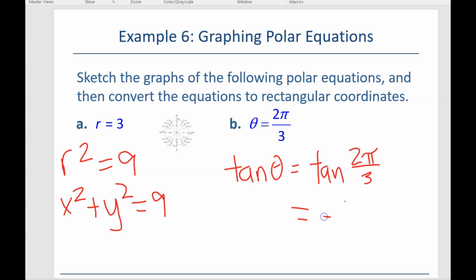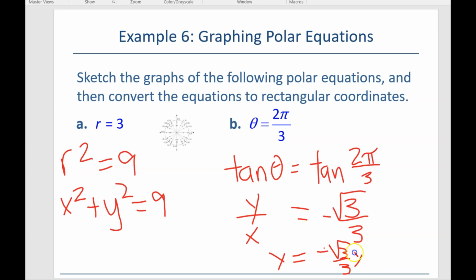This is negative square root of 3 over 3, or negative 1 over the square root of 3 if you want to do that. That's the tangent of 2 pi over 3. What's the tangent of theta? It's also defined to be y over x. And then I can multiply both sides by x, and I get y equals negative square root of 3 over 3 times x. And this is a line. That's just a line that comes out of the origin.